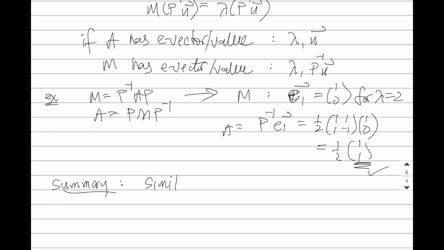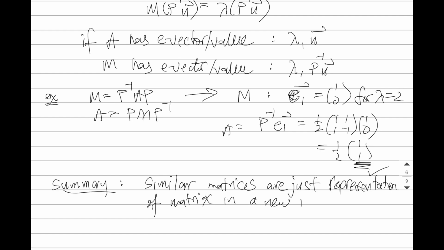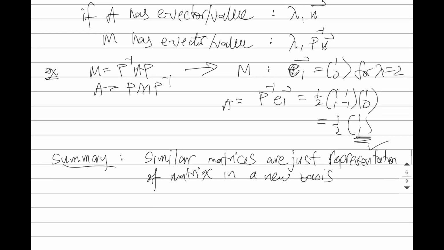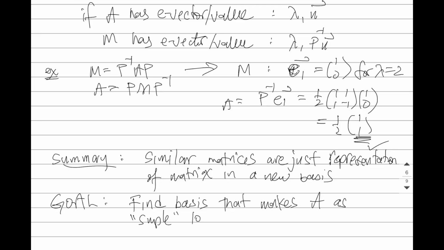Similar matrices are just the representation of a matrix in a new basis. They have the same eigenvalues, they have the same determinant, but they have different eigenvectors, and that makes sense because you changed basis. So now our goal is going to be, can we find a basis that makes some matrix A as simple looking as possible? And that's what we're going to see in the next video.